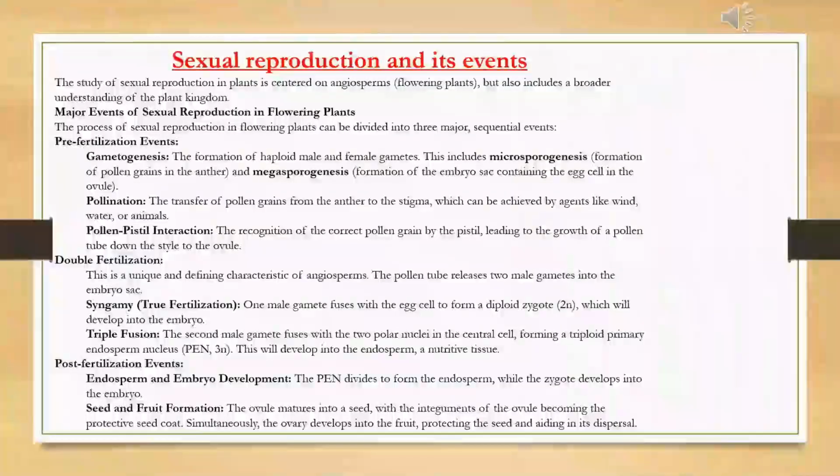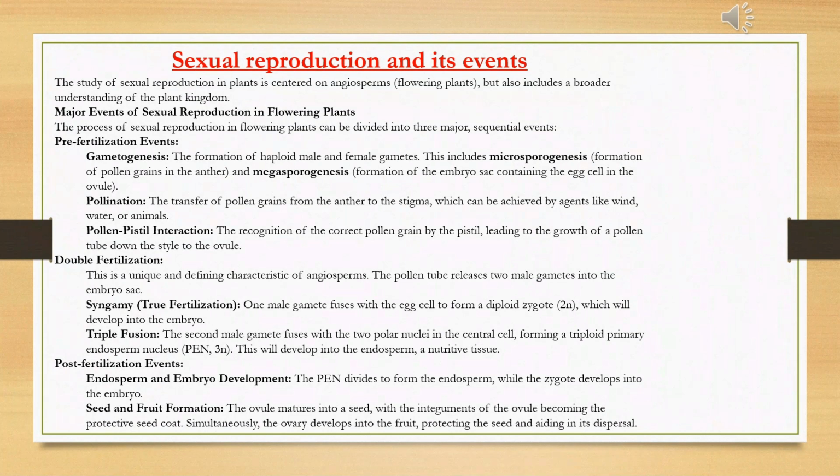Sexual reproduction in plants and its events. Now here we'll see what events take place during the sexual reproduction process in plants, especially in a flowering plant. Okay. The study of sexual reproduction in plants is centered on angiosperms. Angiosperms means the flowering plants, but it also includes a broader understanding of the plant kingdom. The major events of sexual reproduction in flowering plants are as follows.